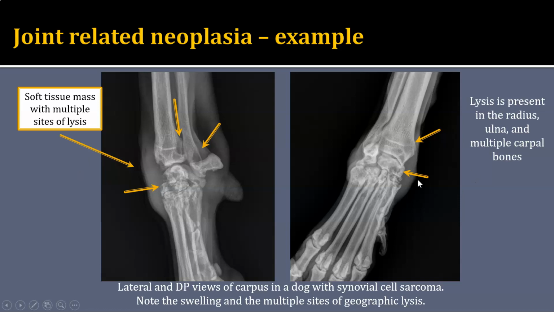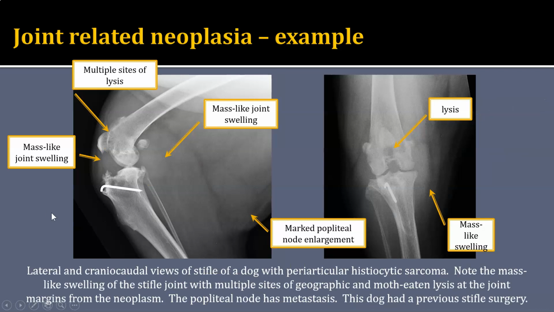On the DP view, we can see some more of these geographic to moth-eaten areas of lysis. And although they are affecting some of the carpal bones, they're still out in the periphery where the joint capsule is probably attaching. And so this is again distinguished, if you go back, from what the erosive form of polyarthropathy and what the septic arthritis looks like. Here's a patient that has a different type of tumor.